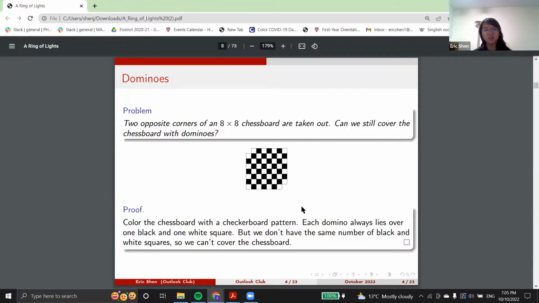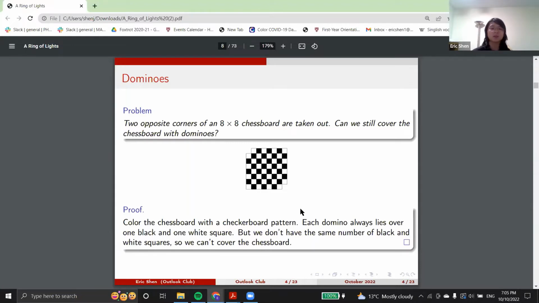So this is a very standard problem, but really the essence of this problem is this, right? We consider this chessboard coloring, and the reason why we consider it is because these dominoes work very well with the chessboard coloring, right?